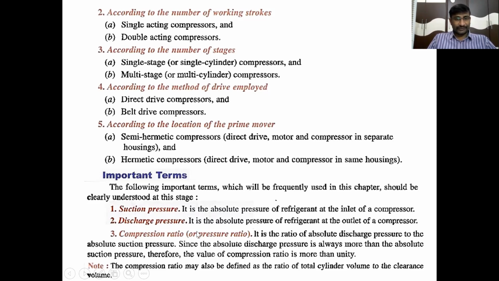Compression ratio or pressure ratio. It is the ratio of absolute discharge pressure to the absolute suction pressure. So P2 by P1, where P2 is the discharge pressure and P1 is the suction pressure, is also called the compression ratio or pressure ratio. Since the absolute discharge pressure is always more than the absolute suction pressure, the value of compression ratio is more than unity. So P2 by P1 is always greater than 1. Note, the compression ratio may also be defined as the ratio of total cylinder volume to the clearance volume.